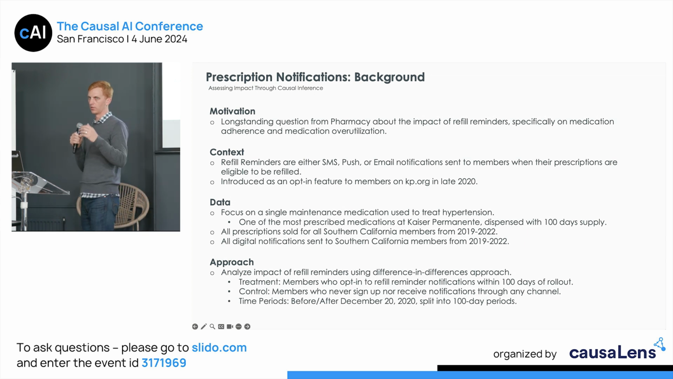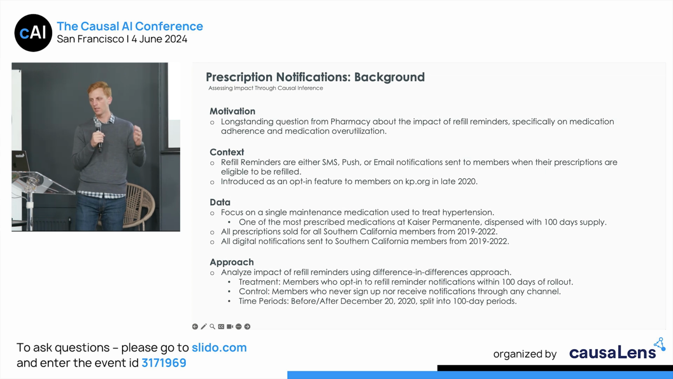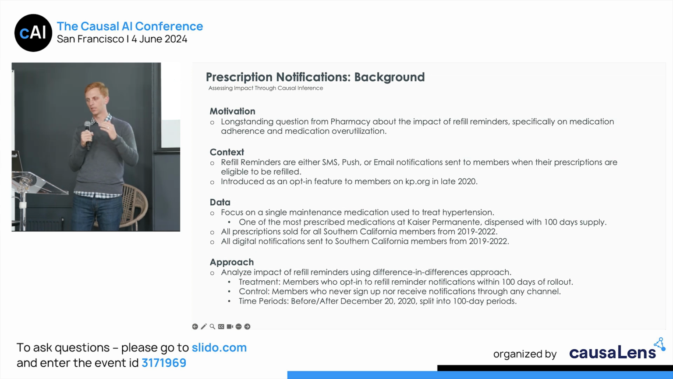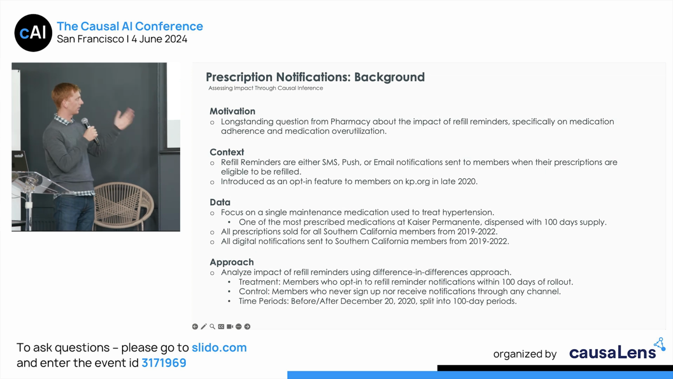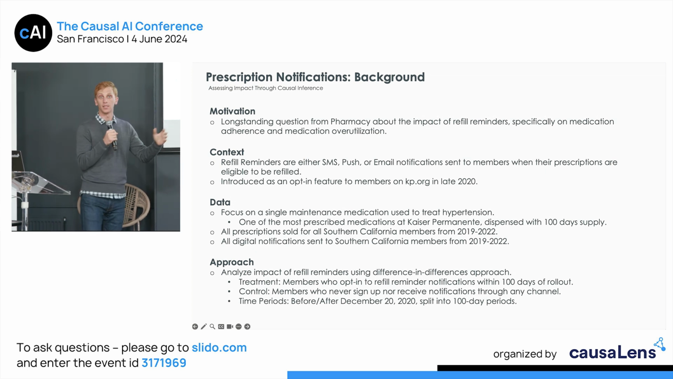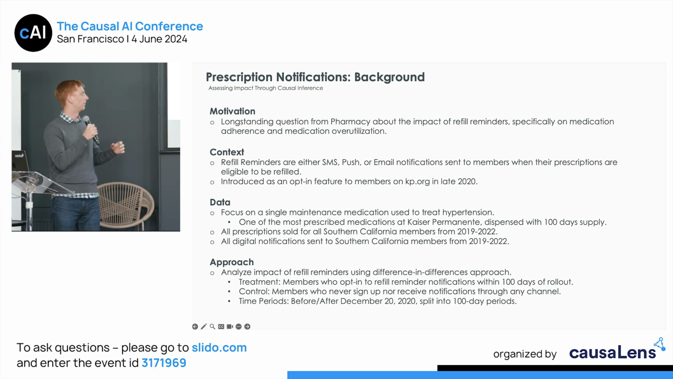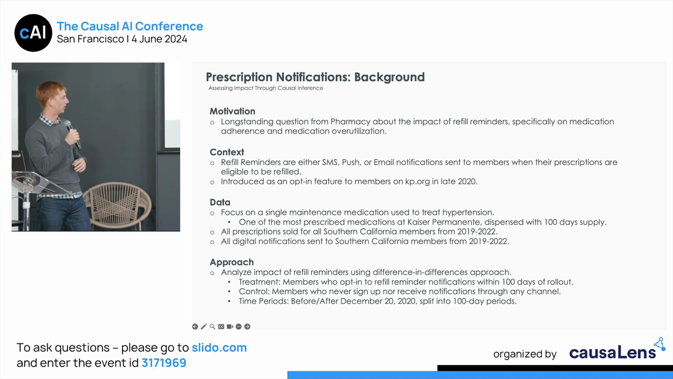In terms of the data we're going to use for this study, I'm going to focus on a single maintenance medication used to treat hypertension. It's one of the most prescribed medications at Kaiser Permanente, and is typically dispensed at 100 days supply. In terms of scope, we're looking at Southern California. Like Naveed mentioned, we have many different regions. We're going to use just Southern California for 2019 and 2022, and we're also going to use digital notifications sent to these members for that prescription, again for the same time frame. This is just a subset of data that we can use in Kaiser's integrated model, and there's obviously potential to extend this work, but we'll keep the focus here for now.